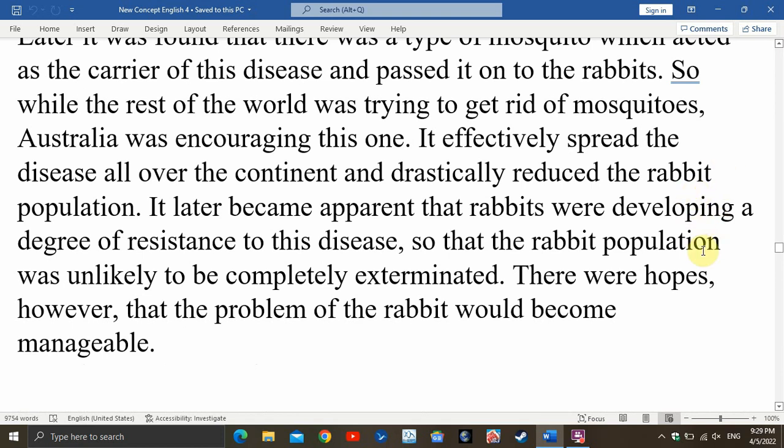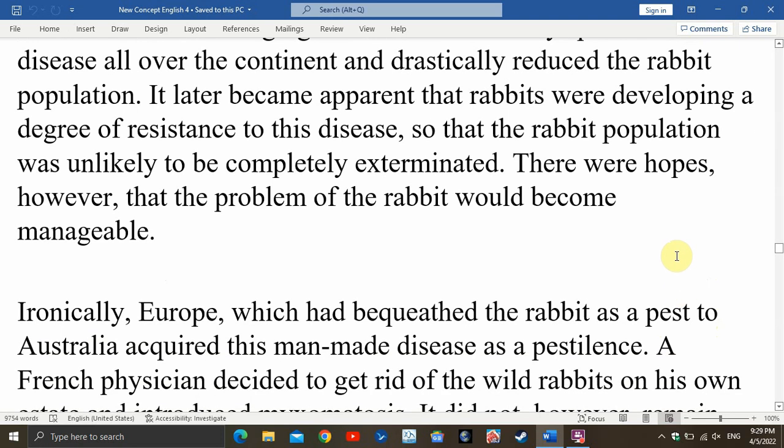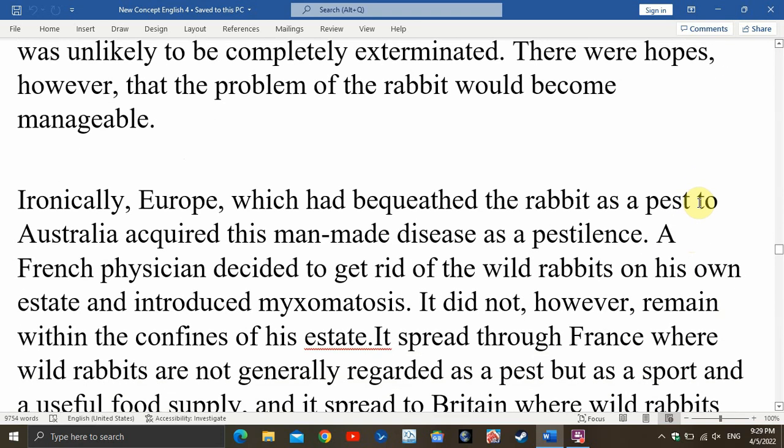So while the rest of the world was trying to get rid of mosquitoes, Australia was encouraging this one. It effectively spread the disease all over the continent and drastically reduced the rabbit population. It later became apparent that rabbits were developing a degree of resistance to this disease, so that the rabbit population was unlikely to be completely exterminated. There were hopes, however, that the problem of the rabbit would become manageable.